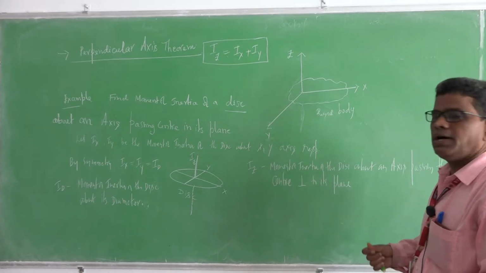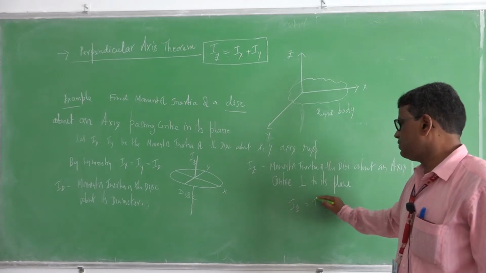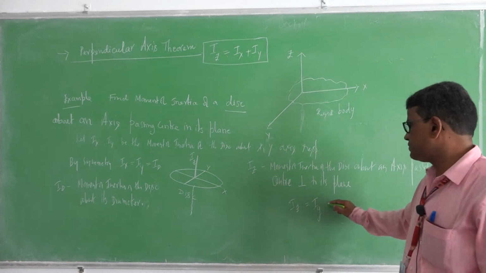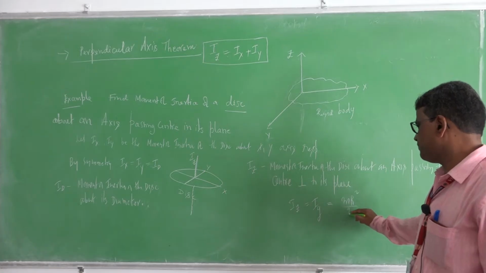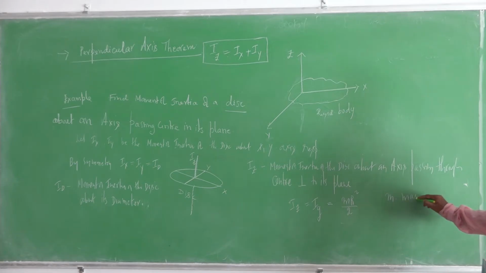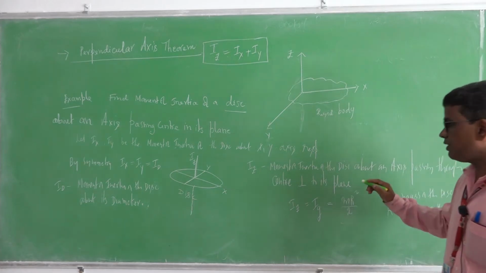Okay. So I derived this one. Iz, because it passes through the center of gravity, so that is our center of mass. I derived mr square by 2, where m is the mass of the disk and r is the radius of the disk. So Iz is equal to mr square by 2.